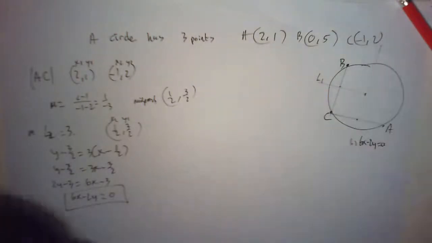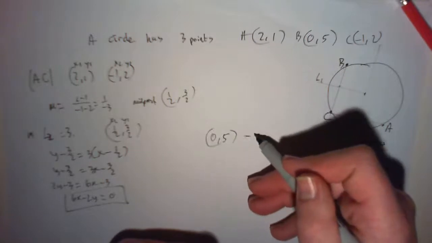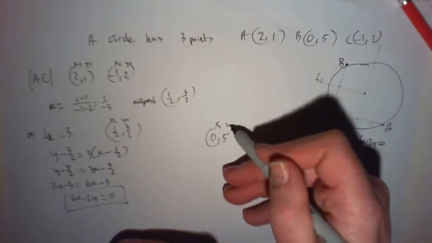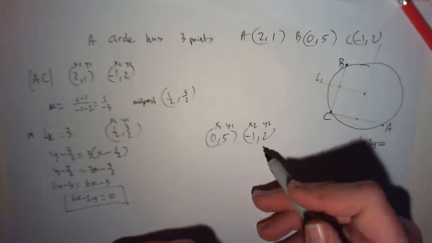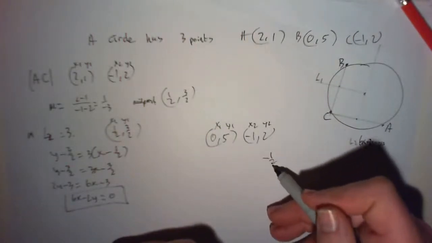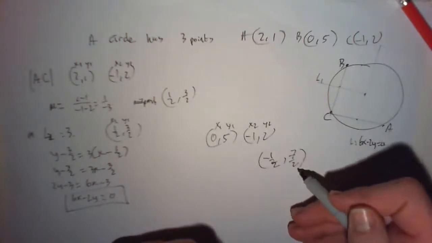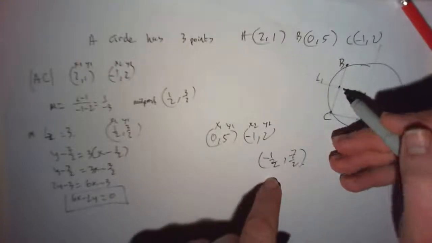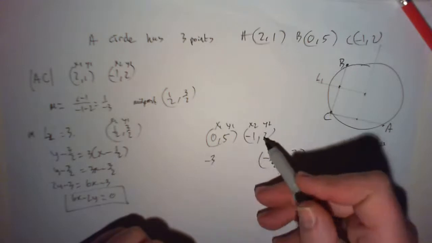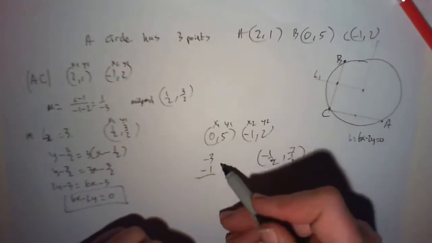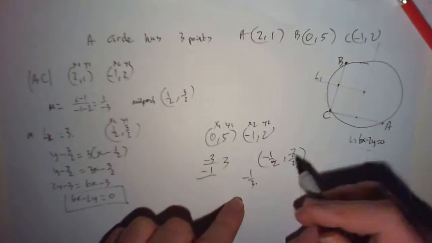Now we have to do BC. Same thing again. Let's get B and C down. 0 and 5 and -1 and 2. x1, y1, x2, y2. Let's do this one quicker. Add the x's, divide by 2. Okay, it's minus a half. Add the y's, divide by 2. Okay, so that's this point here. Now when you get to the slope, y2 minus y1 over x2 minus x1. So that's 3 over -3, so it's minus a third. This is the slope I'm looking for.